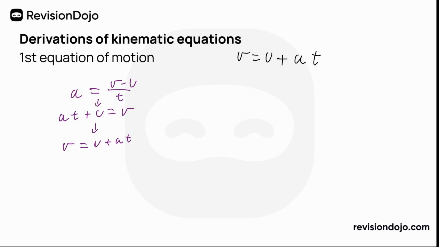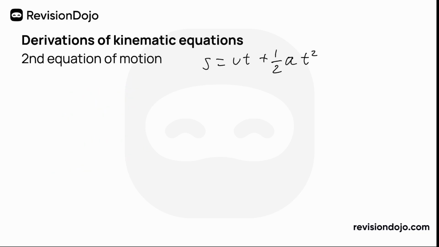The first equation of motion is the equation that does not need distance. It just needs initial and final velocity, acceleration, and time. So if you have a question where you're looking for one of these variables, but you're lacking distance, then you use this equation. Perfect. That's it for the first equation of motion.